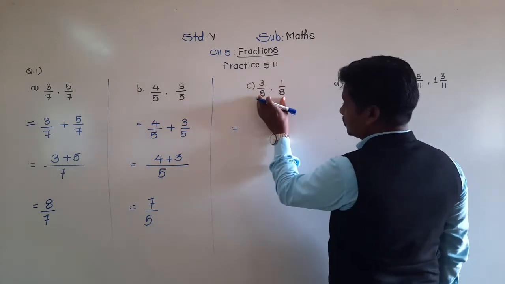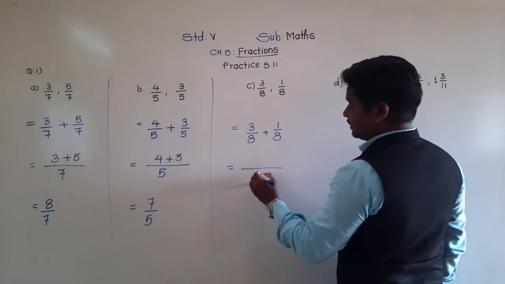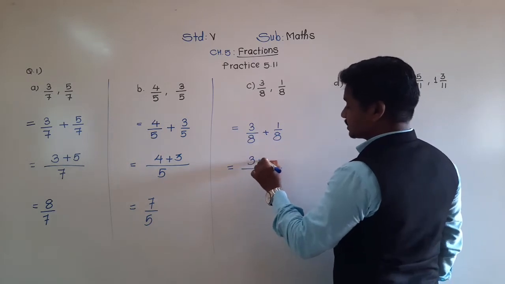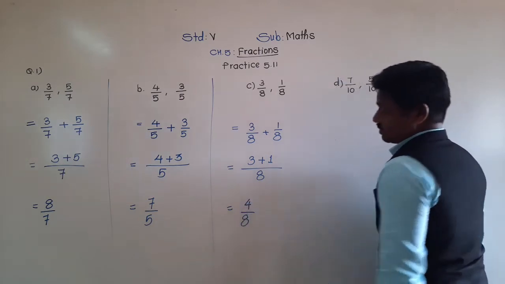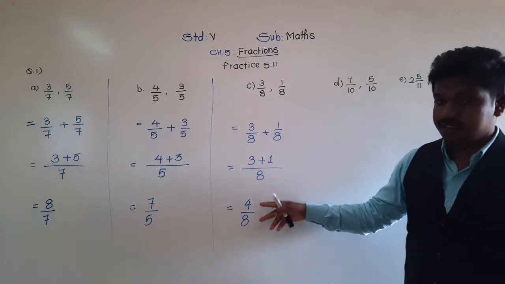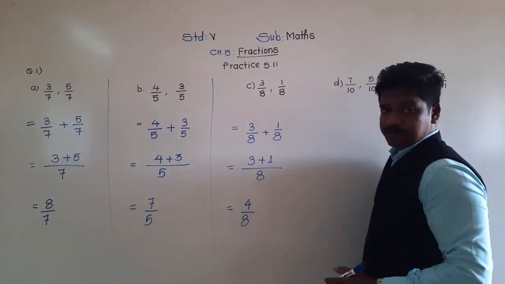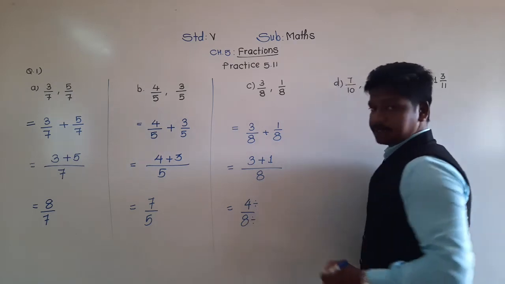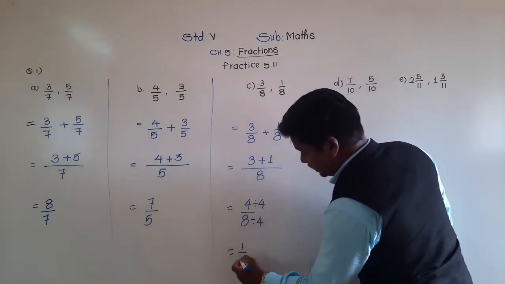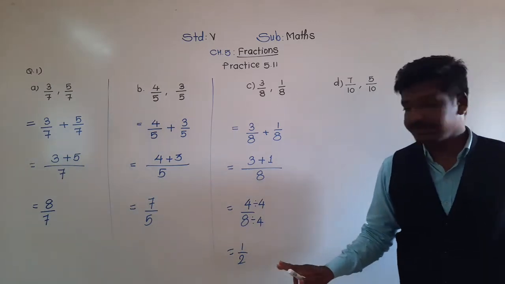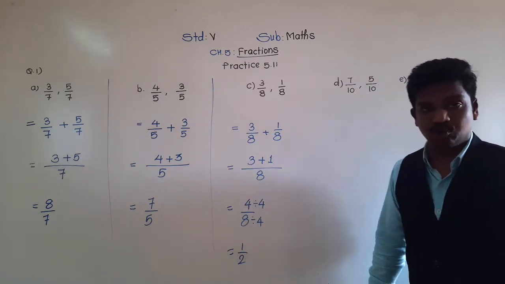Next, 3/8 and 1/8, denominators are same. Take it common and add only numerators. 3 plus 1, 4/8 is the answer. Further, we can reduce also. We can find the reduced form. See, this 4 and 8, both are in which same table? 4. So we can divide it. 4 ones are 4, 4 twos are 8. 1 by 2. 1/2 is the answer. If you have found the answer 4/8, this is also okay, but this is the perfect answer, 1/2, lowest term.